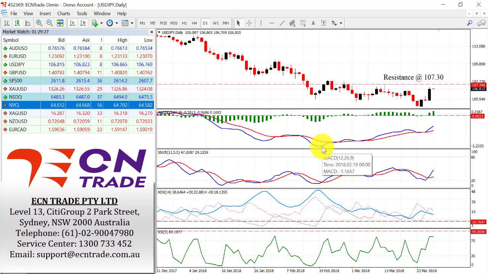Well, I did state earlier on in my report that there was bullish divergence. That came through with the dollar yen, and the rally now looks towards 107.30 or even higher up towards 108. Overall, from a technical point, I am still expecting to see a bullish price action in the next 12 to 24 hours.